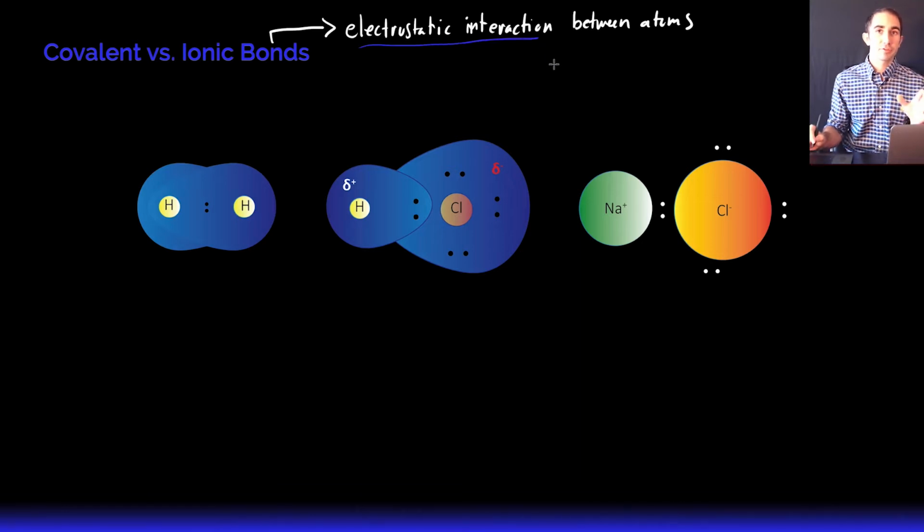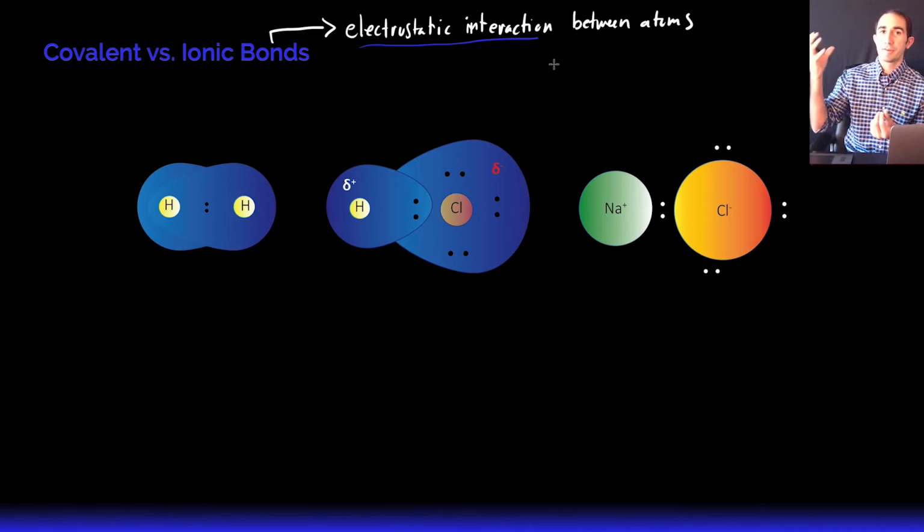Now, if we want to break this down one step further, we need to understand what an electrostatic interaction is. And that just represents an attractive force between a positive and a negative charge. In chemistry, this is going to be the positive charge of the nucleus and the negative charge of the electrons. And within an atom, yes, there's absolutely going to be an electrostatic interaction between the nucleus and that atom's electrons.